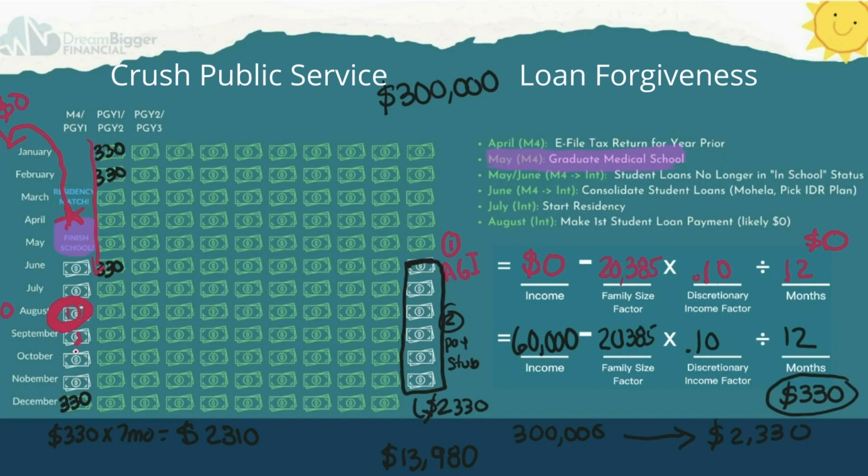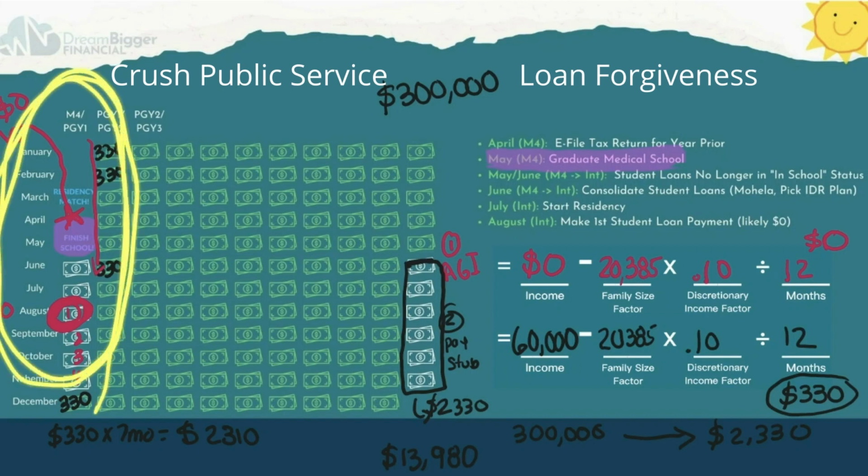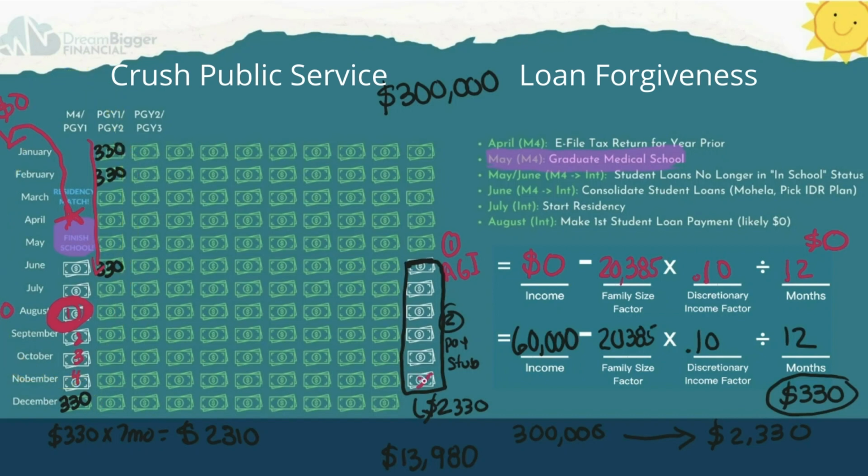1, 2, 3, 4 additional payments towards public service loan forgiveness earlier when our income is less. That means at the end of public service loan forgiveness, we have 4 payments that we don't have to make when our income is higher. So by consolidating our student loans in August, on the backside, we get to save $9,320.